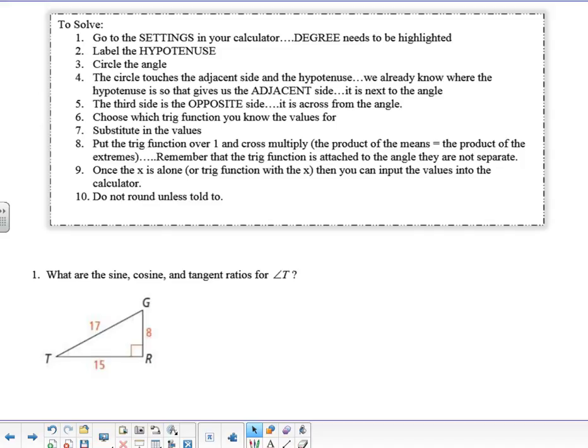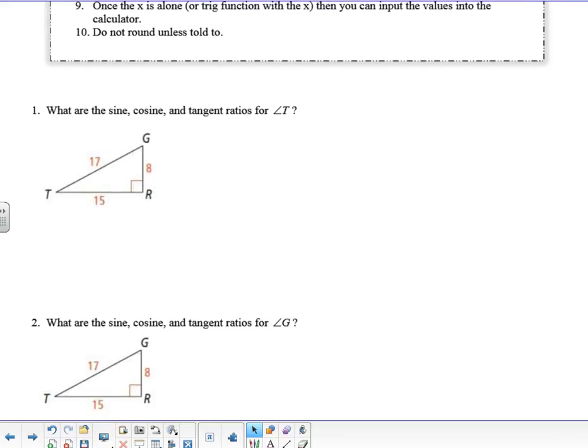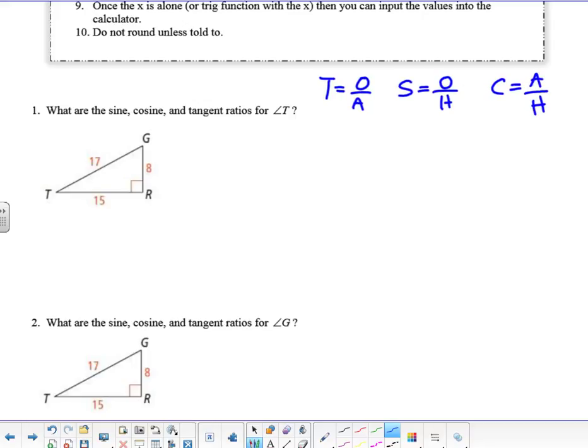Step 2: label the hypotenuse, circle the angle, and then we'll set things up in the ratio. I'll go through it with you here. What are the sine, cosine, and tangent ratios for angle T? I'm going to write my little reminder here: Tom's old aunt sat on her cat and hollered.